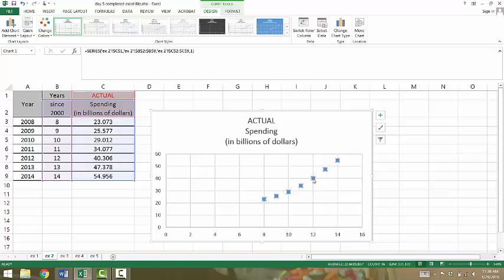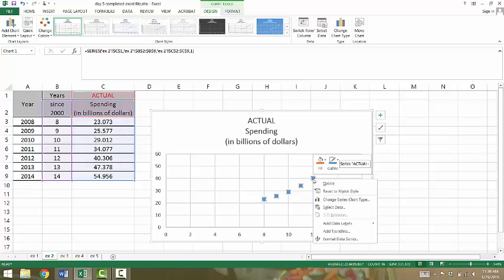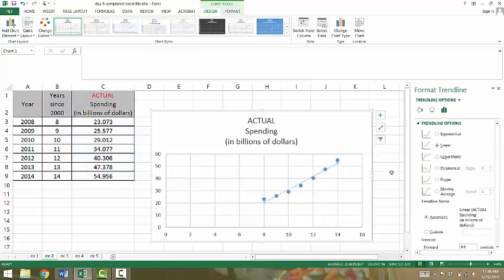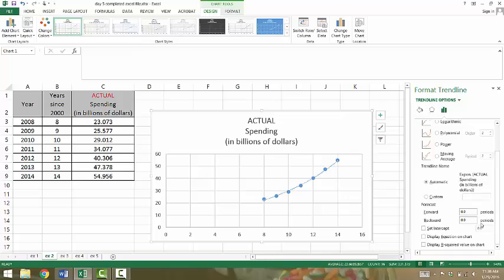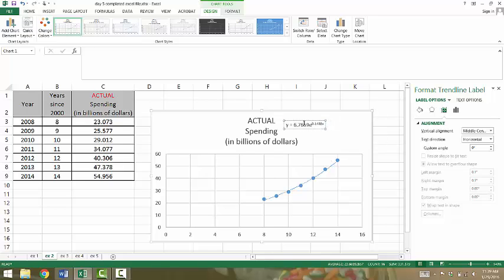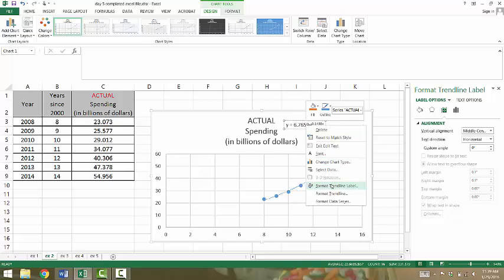So I click on one of the data points, right click, select Add Trend Line. And since I want to use an exponential model, I select the exponential model here. And remember at the bottom of the screen to have it display the equation on the chart. All right, I have my equation here. There we go. Lastly, click into the actual equation, right click, and format your trend line label.